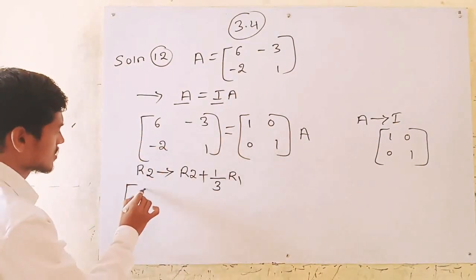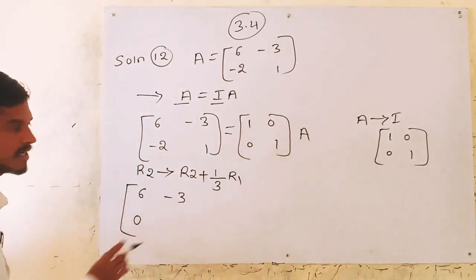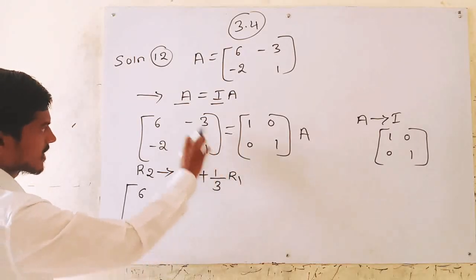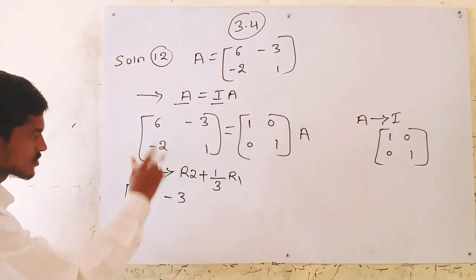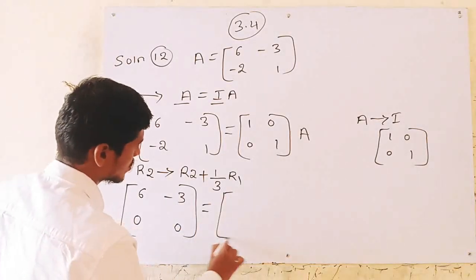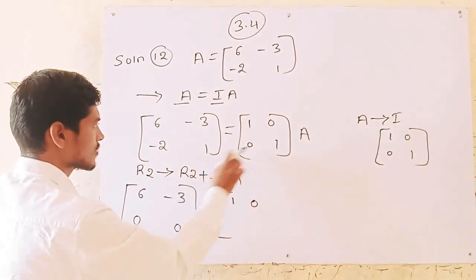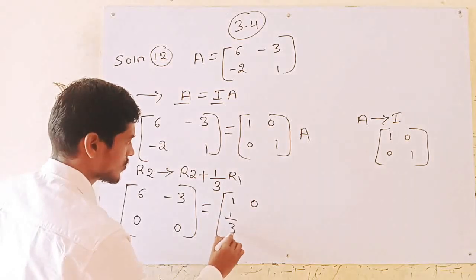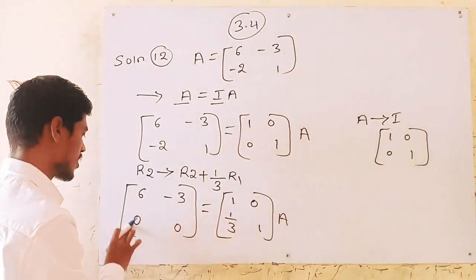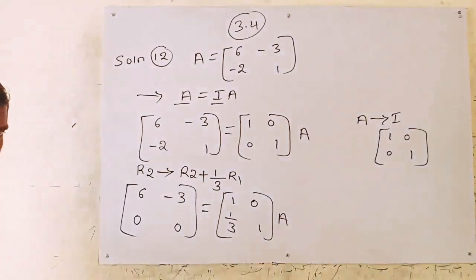Therefore this becomes 6, minus 3 as it is, and the first element is 0. Check for this one: 1 plus 1 by 3 into minus 3, 1 minus 1, it is also 0. See here, apply simultaneously for the identity side. R1 remains the same, 0 plus 1 by 3, that is 1 by 3, and this becomes 1.